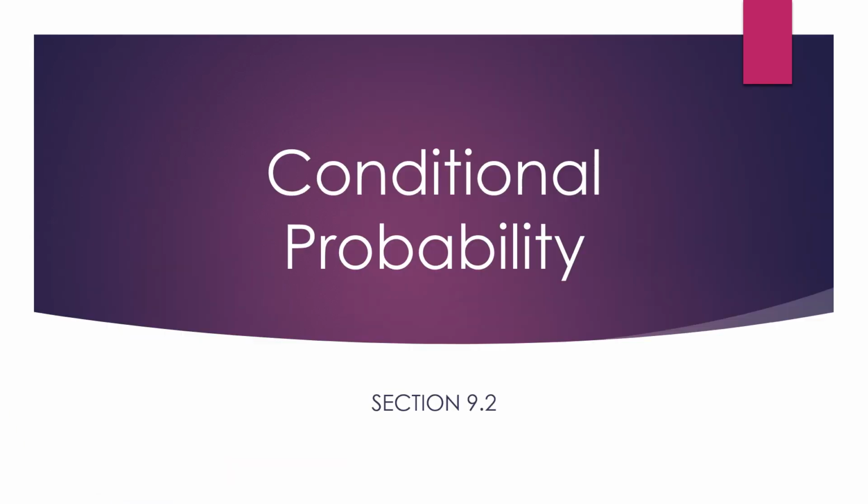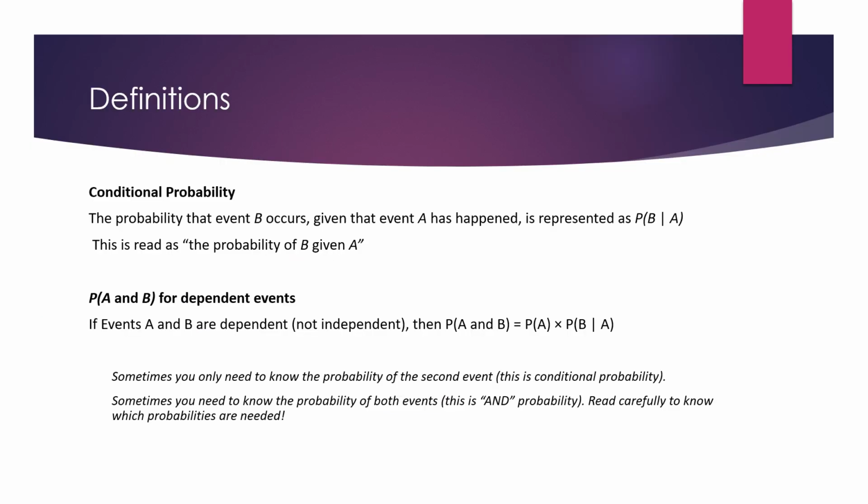For this next section, we're going to work with conditional probability. Conditional probability is the probability of event B occurring given that event A has happened. We represent that with this special notation, probability of B given A. If A and B are dependent events, so what happens with A will change the outcome of B, then what we need to do is multiply the probability of A, because that occurs first, and then the probability of B given that A has happened.